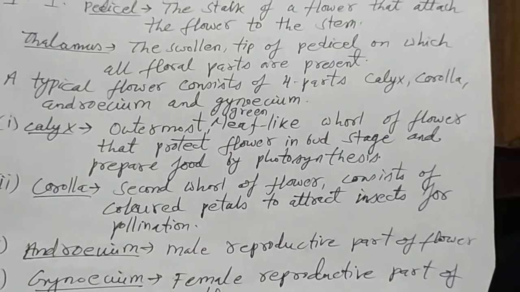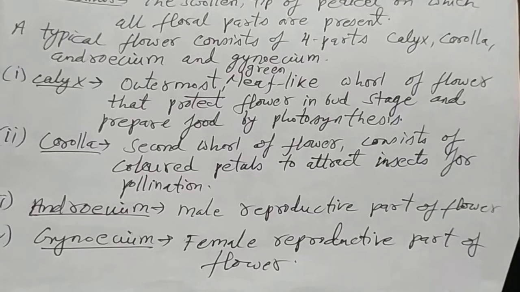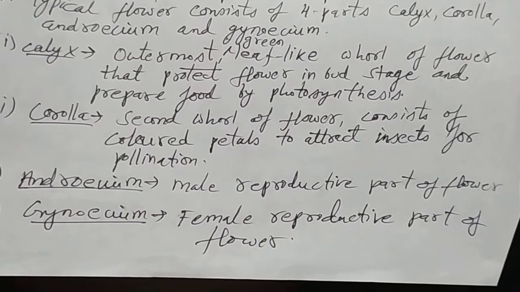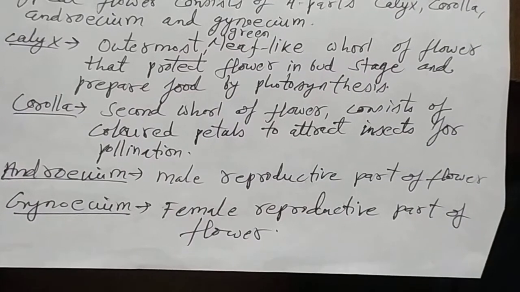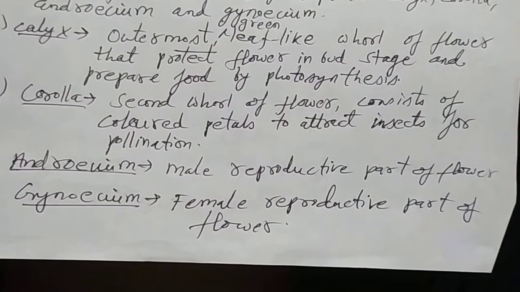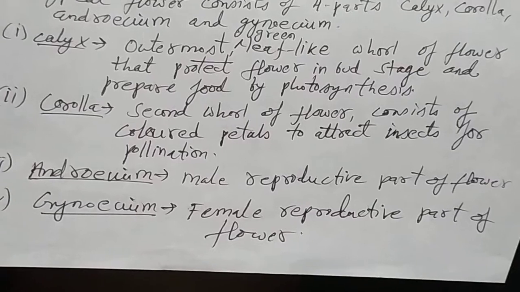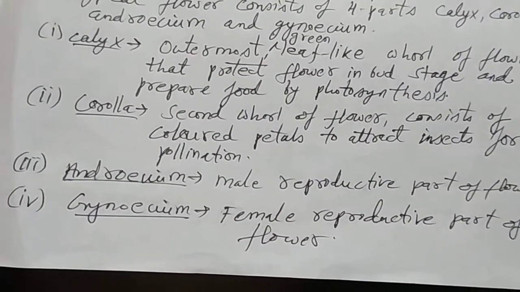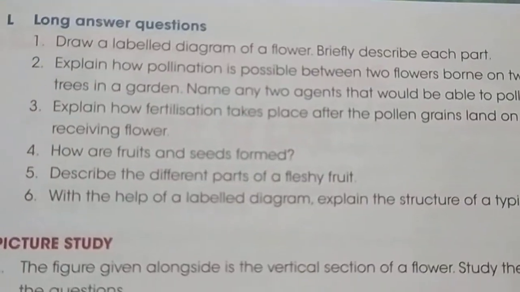Since the answer becomes very long, I have not mentioned all the details of androecium, like each androecium consists of stamens, each stamen consists of 2 parts; all will be there in androecium only. Then the fourth one is gynoecium. It is the female reproductive part of the flower. Okay. Next question you can see, number 2.